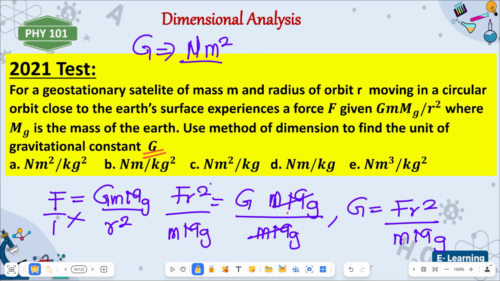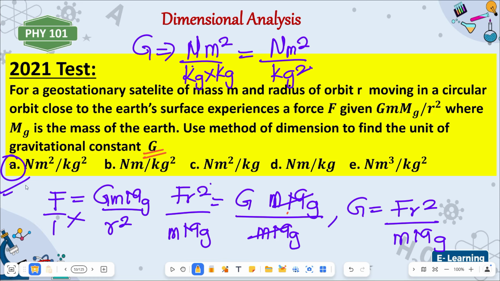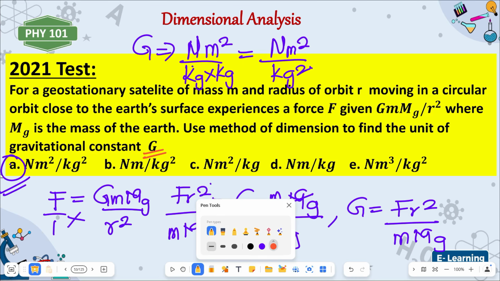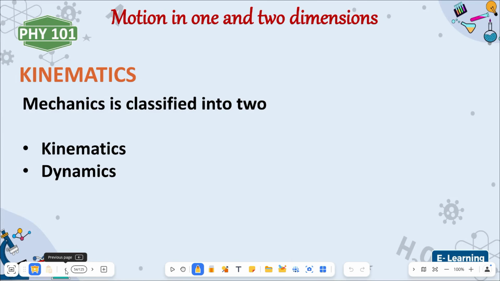These two masses, this is a mass m1, m2. This Mg, the subscript g, just tells you that it's the mass of the Earth, nothing serious. The g does not mean gravitational constant. So m times Mg will still give us the unit of masses. The first mass will give us kg, times the second mass will also give us kg. So at the end of the day, you have Newton meter square per kg times kg, which gives us kg square. So the correct answer is Newton meter square per kg square, which is option A. This is a very simple one, all right? Option A.